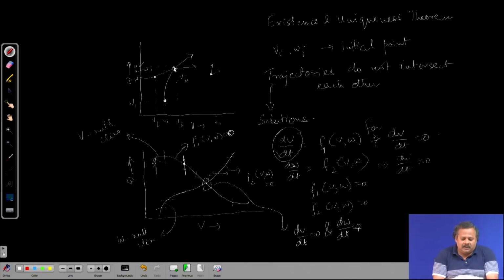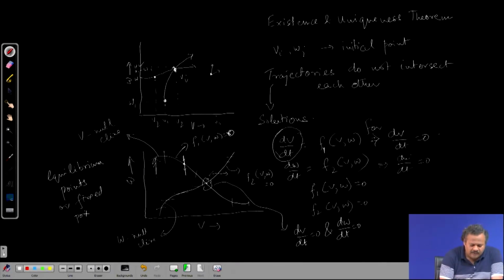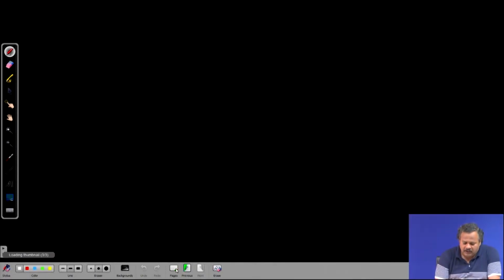And these points are called equilibrium points, or fixed points, or stationary points. There are a number of ways in which people call it. We will mostly refer to them with these two ways.